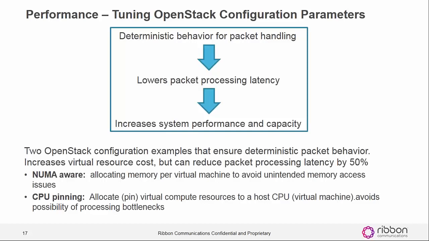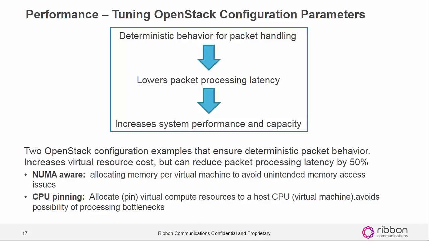So NUMA awareness. Basically, again, to boil this down into simple English, this is the best way I can understand it: it means allocating memory per virtual machine rather than using pooled memory so that you avoid unintended memory access issues. While this does cost a bit more in terms of the memory virtual resource, it's more than offset by the efficiency gains in processing because I don't have memory access problems. I'm not waiting to get access to a piece of memory to do something.